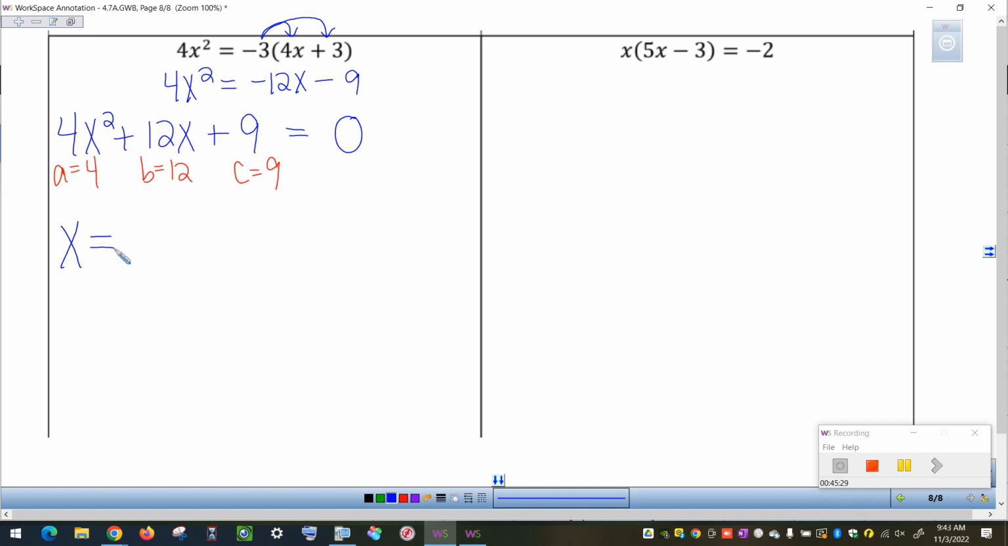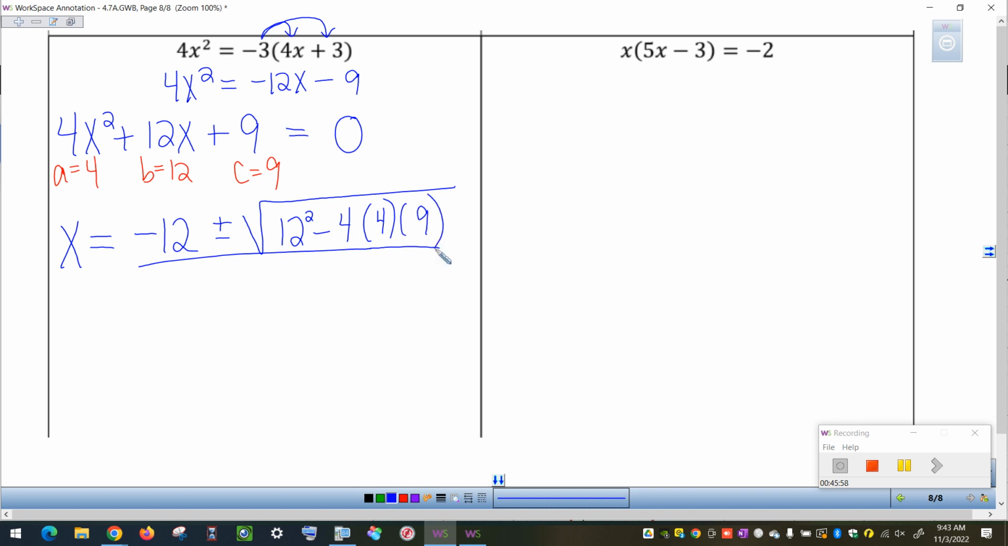Okay, so let's put this into our quadratic formula. So we have x is equal to minus b, so that's going to be minus 12, plus or minus square root, b squared, minus 4 times a times c, all over 2 times a.